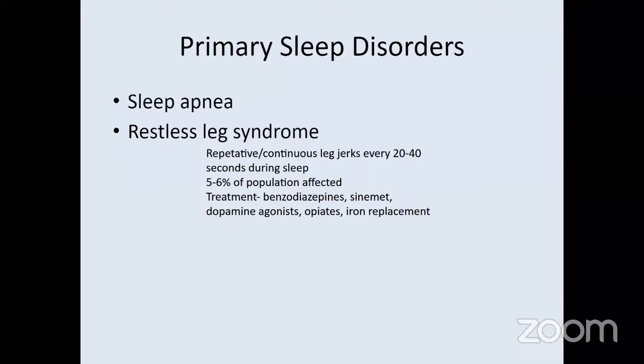So let's move into the primary sleep disorders. Sleep apnea is one of the common disorders. The other disorder is restless leg syndrome, which is characterized by repetitive continuous leg jerks every 20 to 40 seconds during sleep. 5 to 6% of the population is affected by this disorder, and treatments include benzodiazepines, Sinemet, dopamine agonists, opiates, and iron replacement.